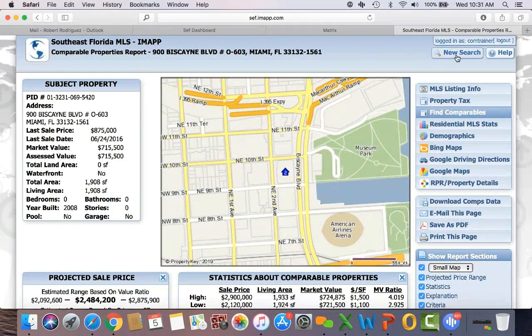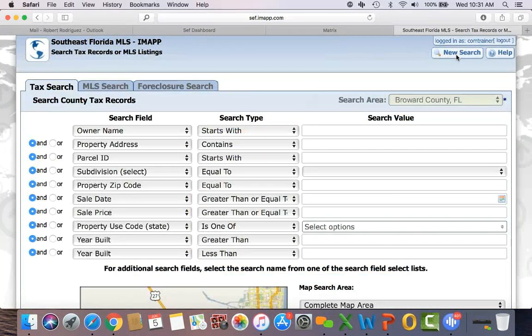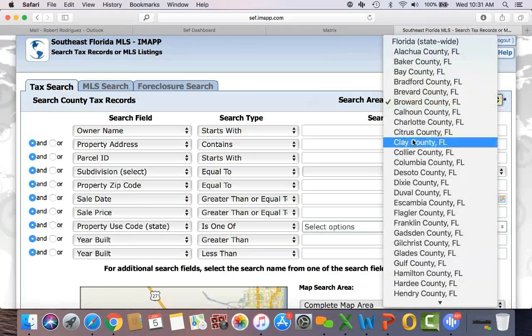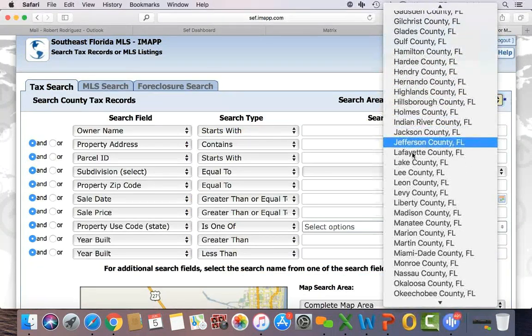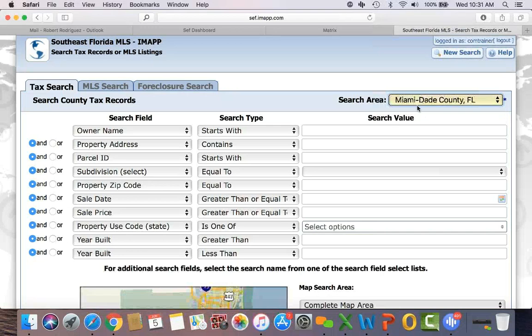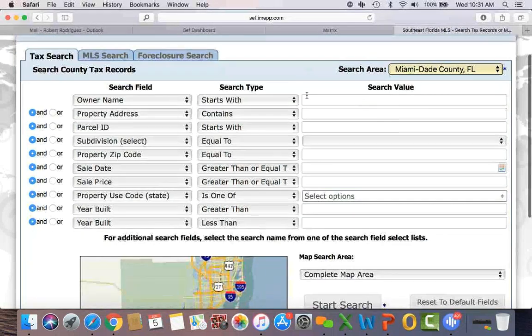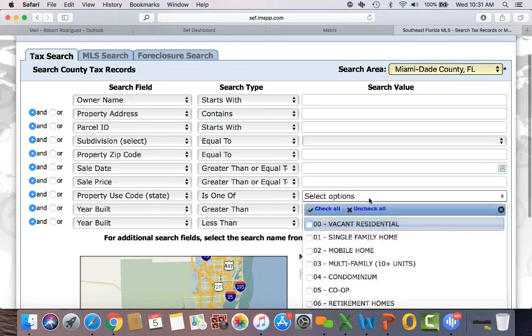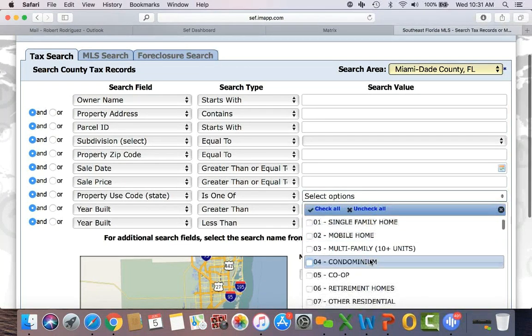And then if you're looking on iMapp and say you want to find properties that are commercial in Miami-Dade County, you can always use the property use code right here. You can open up that drop down and you have multifamily 10 units plus. So if I was farming an area and I'm a commercial broker wanting to get to know investors and owners who own multifamily 10 units or more, you can click on that.